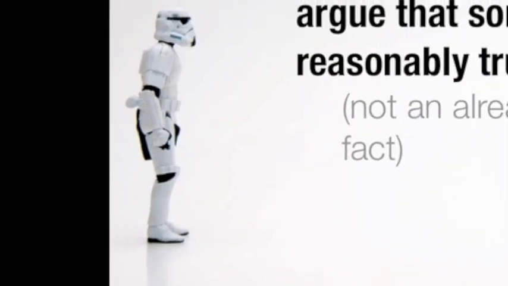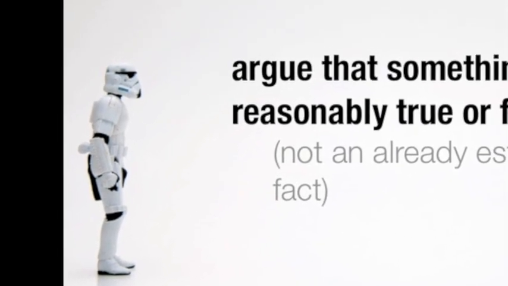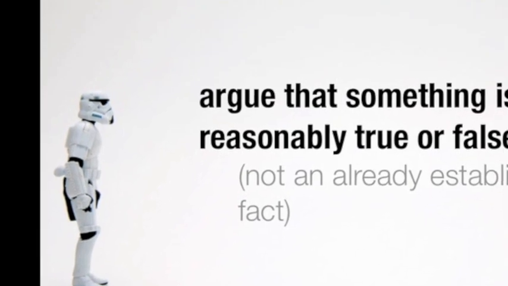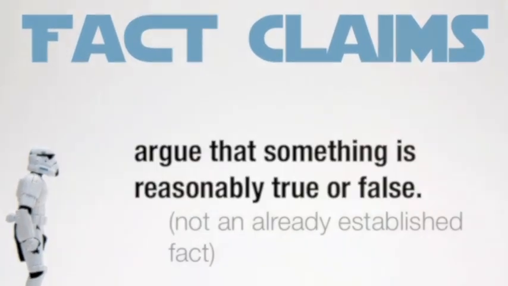The first kind of claim is a fact claim. A fact claim argues that something is true or false. A fact claim is also not something that is already an established fact. Let's look at a few examples.